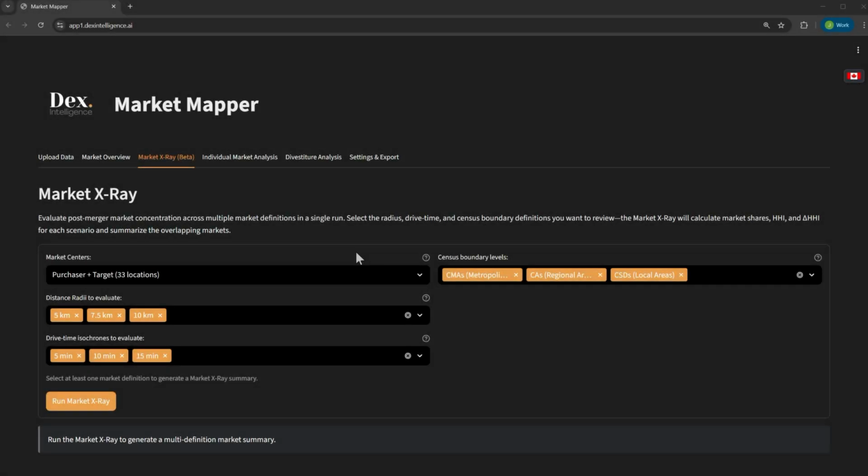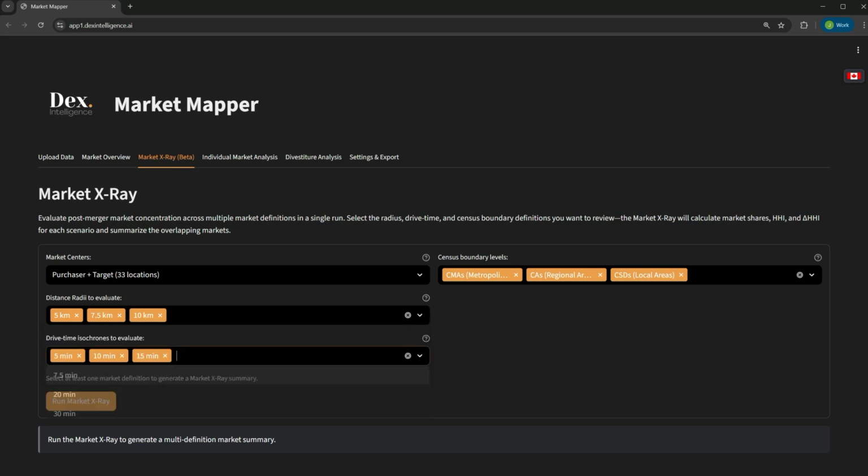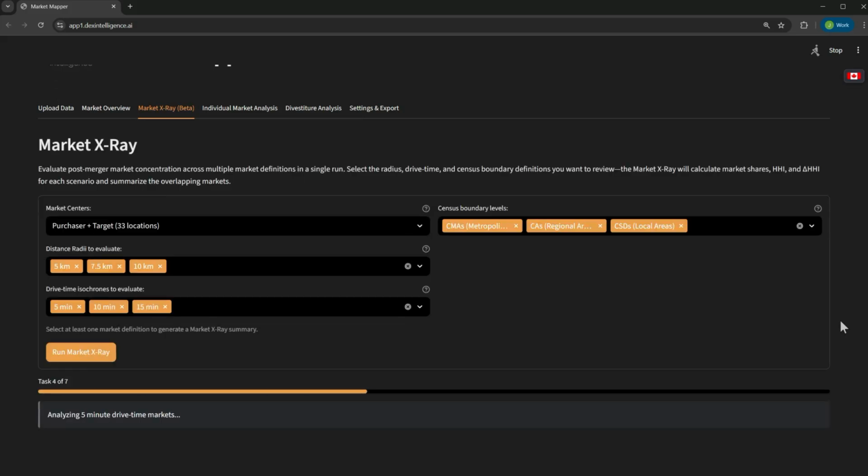Now, having seen some of the possible scenarios, we want to get a complete picture, and that's what we can do on the next tab. Here we select the entire range of potential market definitions implicated in the merger according to distance, drive time, or census boundary category. The market X-ray will flag all market definitions with potential threshold concerns so you can see the entire merger risk landscape at a glance.